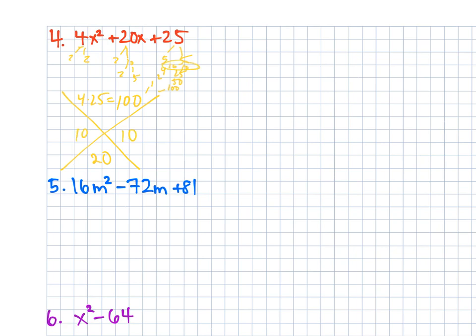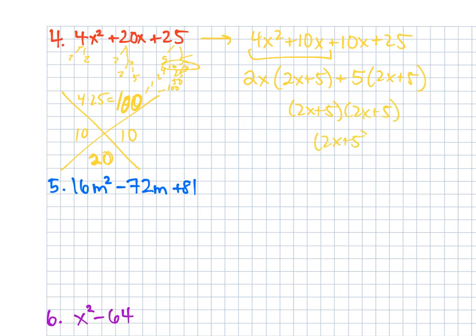And maybe you just saw that right away. Sometimes these are easy because when you see 100, you think of 10 and 10, and you can easily see it's 20, so you don't have to write those all out. But that means this gets split: 4x squared plus 10x plus 10x plus 25. Then these two have a GCF of 2x, so 2x plus 5. And then this is a 5, and then 2x plus 5. All right, so this is (2x plus 5) times (2x plus 5), which is (2x plus 5) squared.